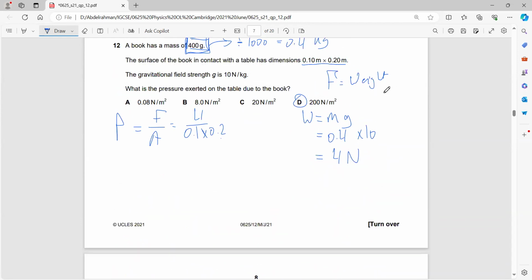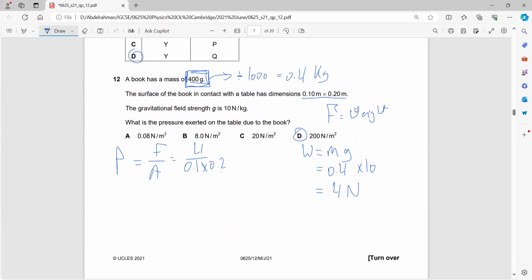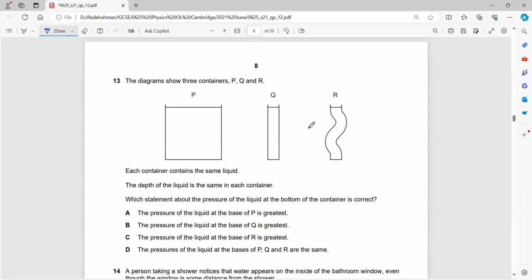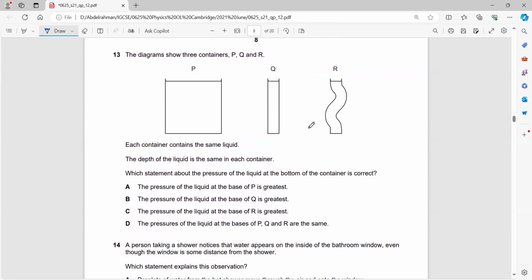Okay, you have a question? Why did we multiply by 10? We should multiply by 9.8. Yes, I know. The gravitational field strength is 10. He wrote it down as 10, so I will use it as 10. In our exam, you should use 9.8. This is an old test in the old syllabus. In the new syllabus, the g is 9.8.